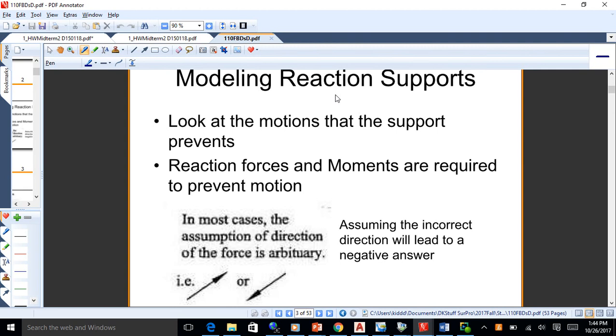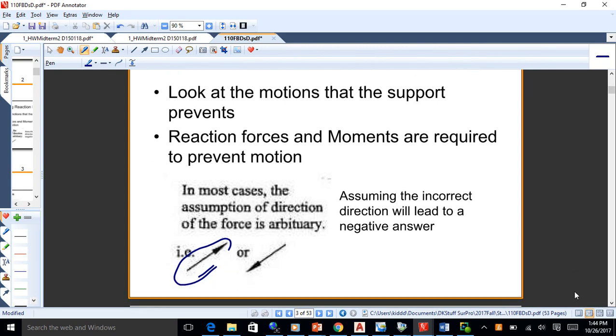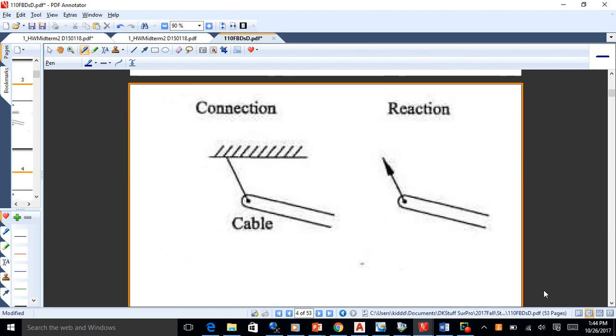Now when you assume the directions of forces, you can assume them usually either way, and if you happen to guess wrong, you'll just get a negative sign for your answer, which is no big deal. So if you assume one of these reactions is up right and it's actually down left, you'll just get a negative answer. No big deal. Don't worry about that. You can fix it pretty easily. So what we're going to do is look at these supports and see what types of motion they prevent.